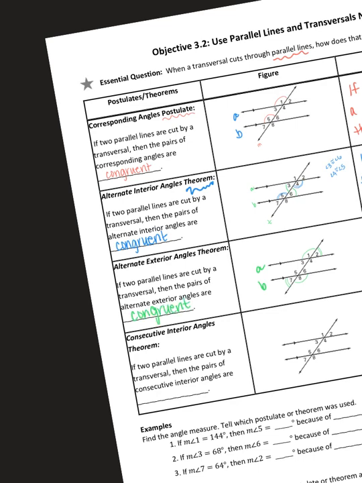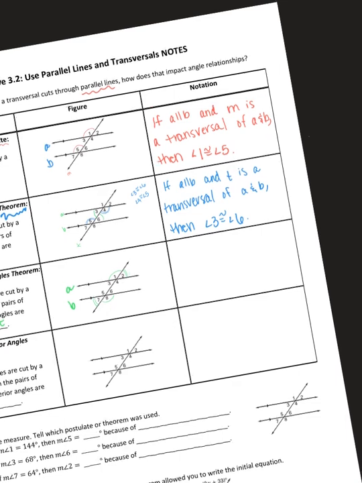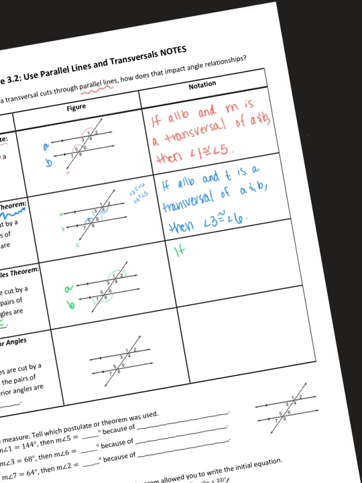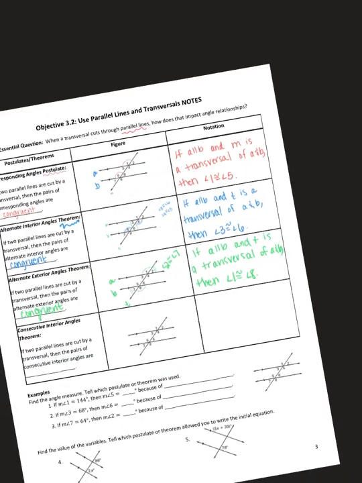So far easy enough, right? Corresponding angles are congruent, alternate interior angles are congruent, alternate exterior angles are congruent. So for our notation, we're going to say if A is parallel to B and T is a transversal of A and B, then angle 1 is congruent to angle 8, okay? And similarly, angle 2 is congruent to angle 7. All right, so alternate exterior angles.